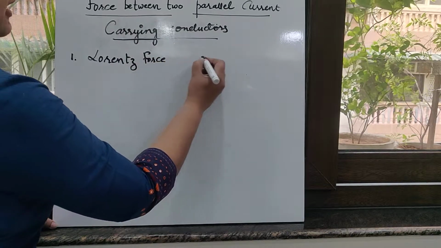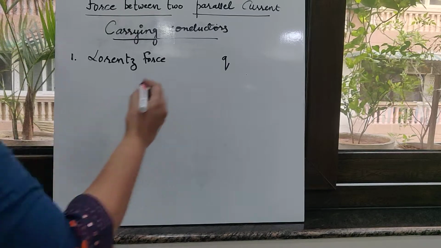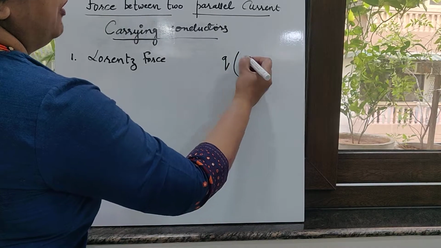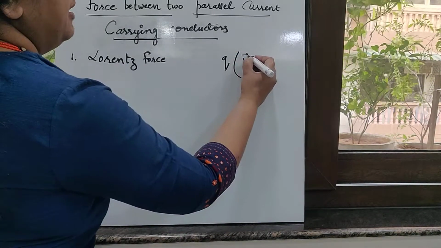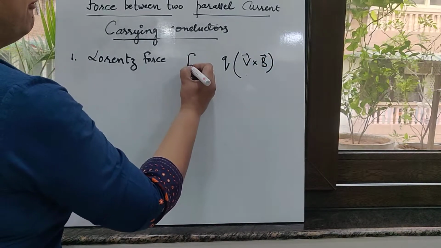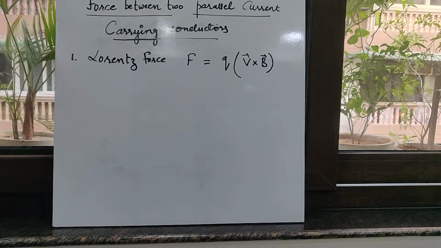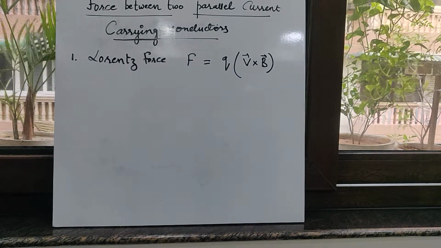We know that if there is a particle which has charge q, which is moving with the velocity v, in the presence of a magnetic field B, then the force that it experiences is given by F is equal to Q into V cross B.